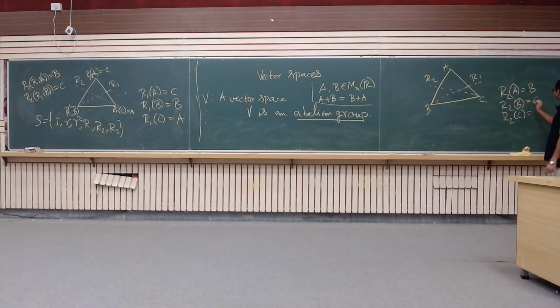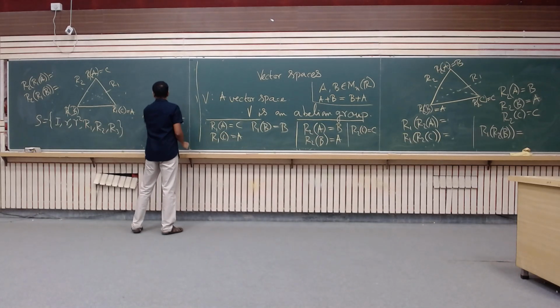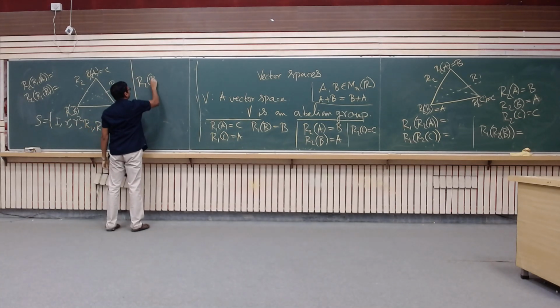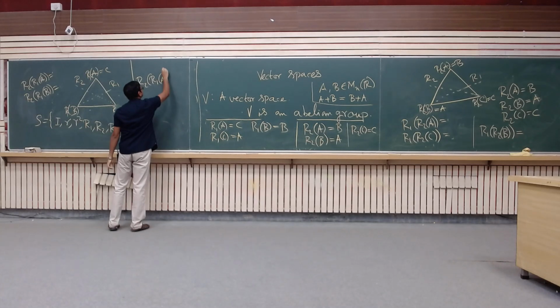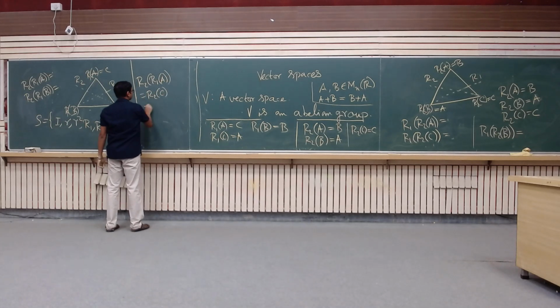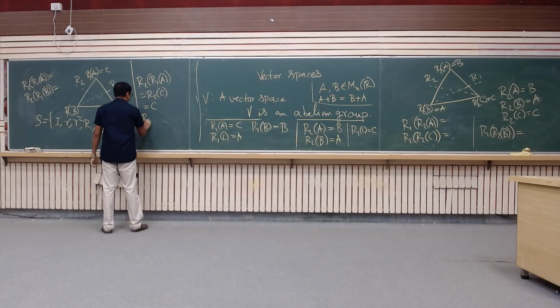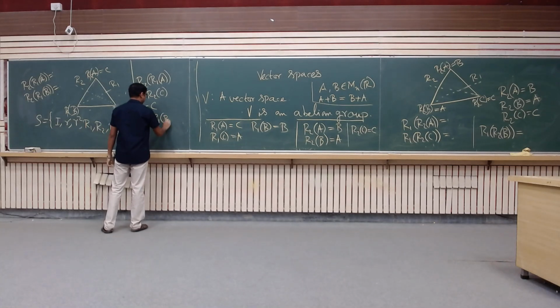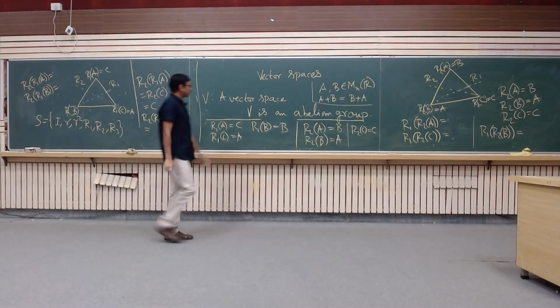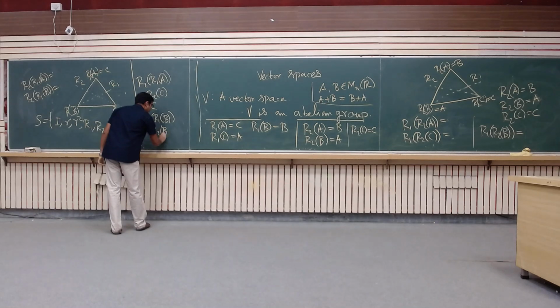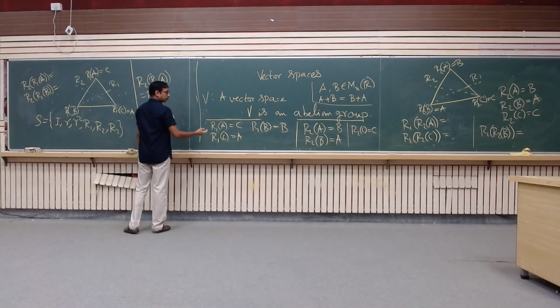R2 of B would be A. Okay, thank you. And then R2 of C? C, right. R2 of R1 of A, this would be R2 of C, which is C, right? Now R2 of R1 of B. R2 of R1 of B is what? R2 of B, and that is equal to A.